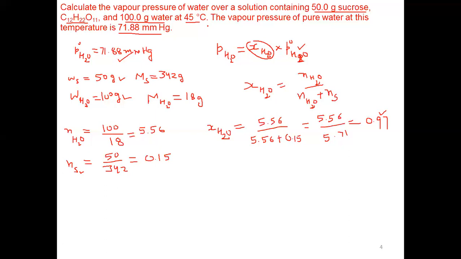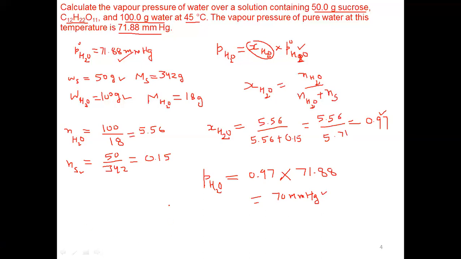Now we have to calculate the vapor pressure of water. So P water is equal to, we will use this formula, X water, which is 0.97, times its vapor pressure in pure state, which is 71.88. So the answer is near about 70. So this will be the vapor pressure of water in the solution, 70 millimeter of mercury.